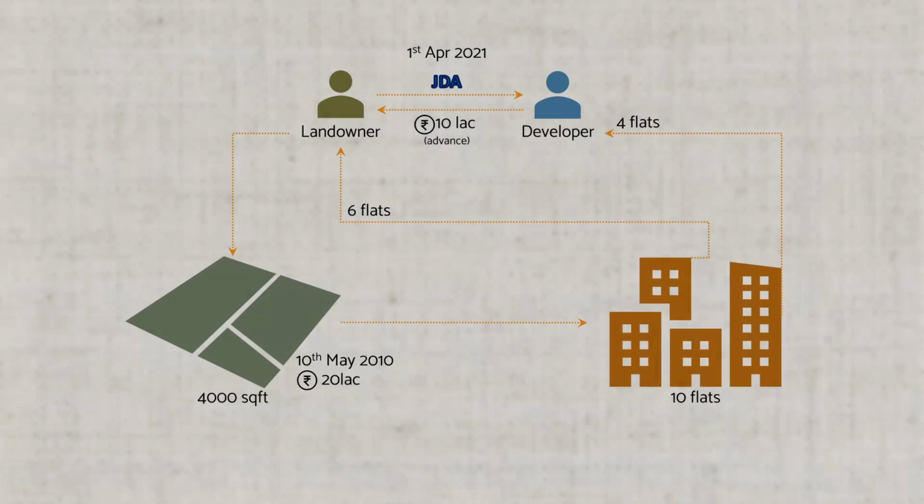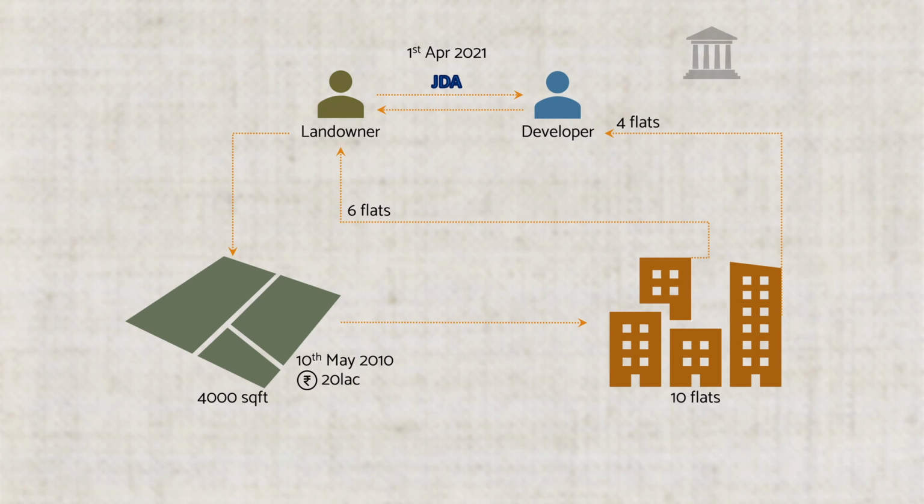Considering our earlier scenario, here instead of 10 lakh, the developer would deduct 10% of this, that is 1 lakh as TDS, and pay directly to the government, which in turn is credited to your account, and the balance 9 lakh would be credited to your bank account.